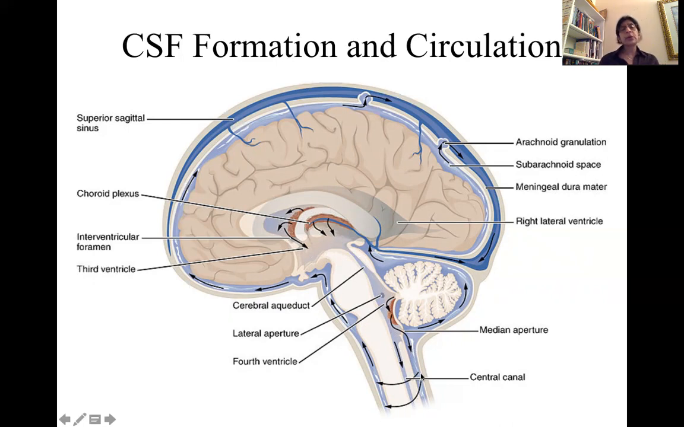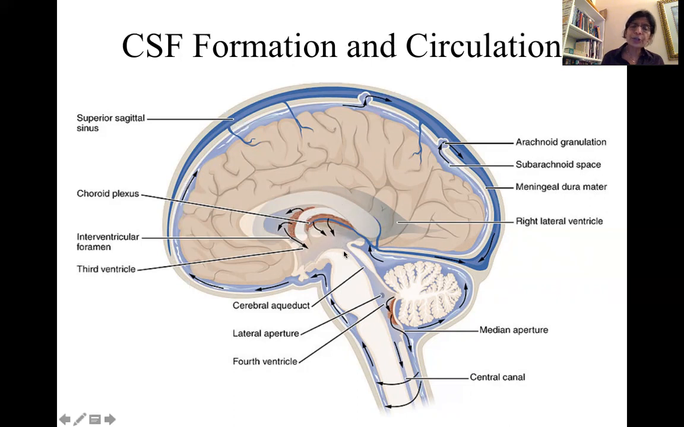The spaces that you find in the cerebral hemispheres are what you call the lateral ventricles. The space you find in the diencephalon area, that is in the region of thalamus, hypothalamus, epithalamus, that's what you call the third ventricle.